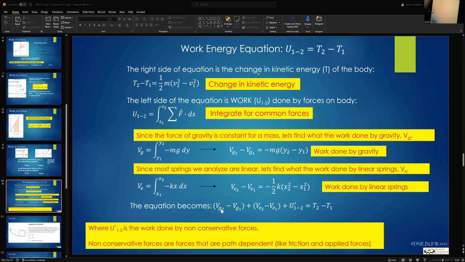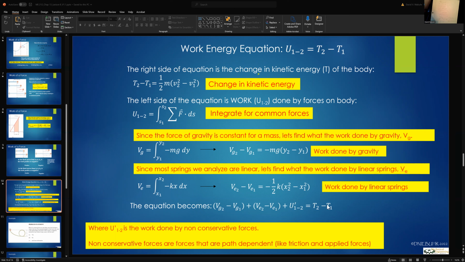We have the spring energy, which is E2 and E1. We have the gravitational potential energy, and then we have U1 to 2, and this could be for non-conservative forces. So this would be your friction that I described earlier. All that's going to be the total change in kinetic energy. So don't overcomplicate it.